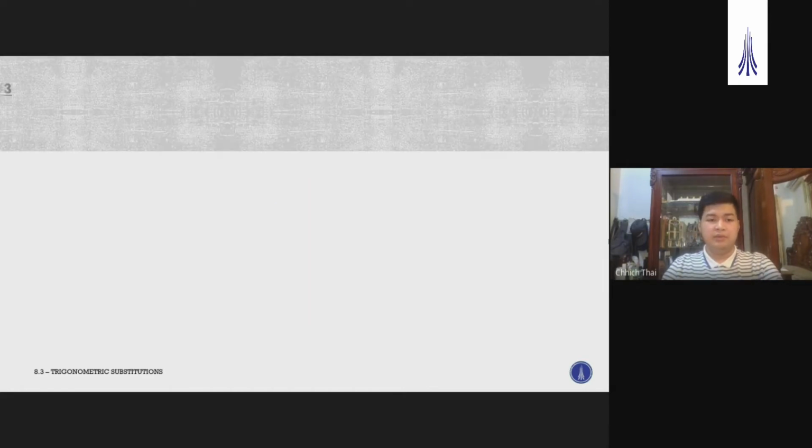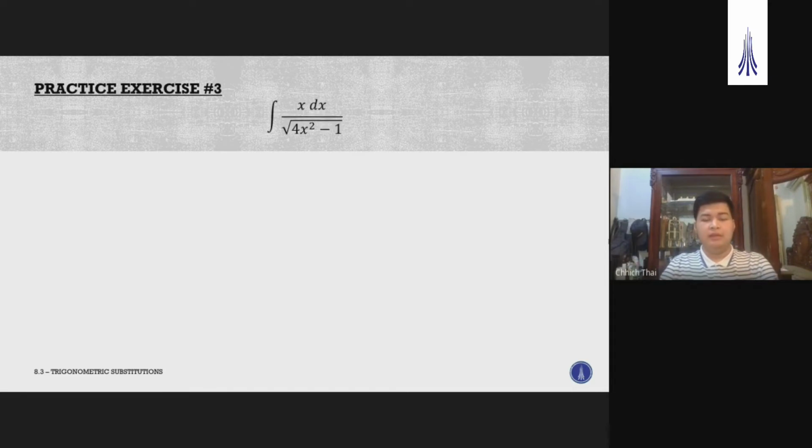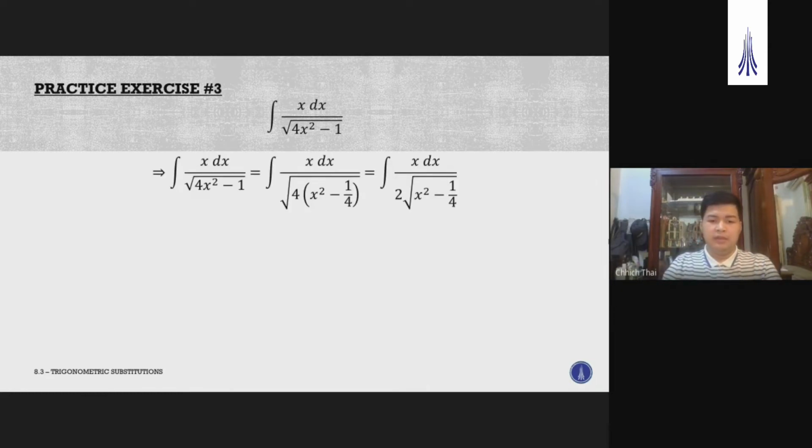So let's move on to our last exercise, which is exercise number 3. For this, it is a little bit complicated. The integral of x dx over square root of 4x squared minus 1. In order to see what the variable a is, we need to factor out 4 from the square root. So now we can see which part is x and which part is a.